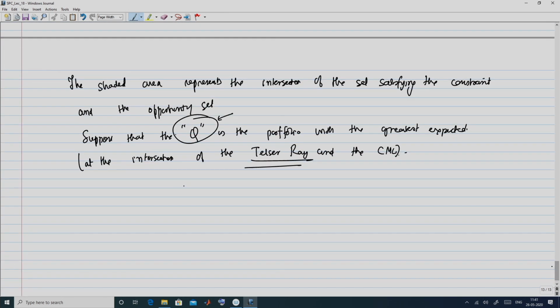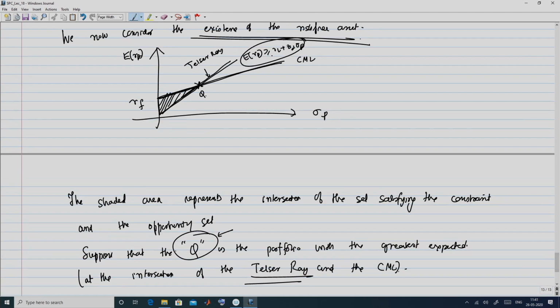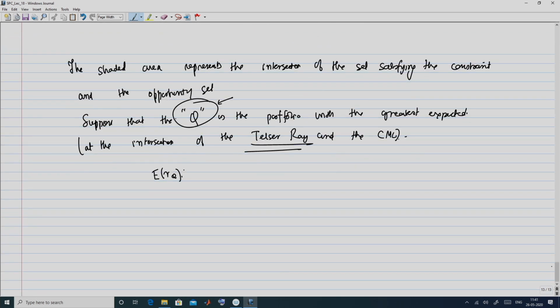So, accordingly I can write this as ERQ, from this relation, equal to RL plus Z alpha sigma P. So, it is equal to RL plus Z alpha, and instead of sigma P we now have sigma Q. So, this can be written as RL is equal to ERQ minus Z alpha of sigma Q.